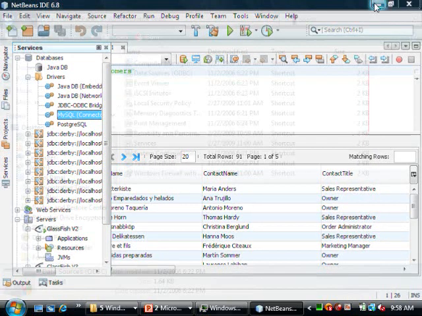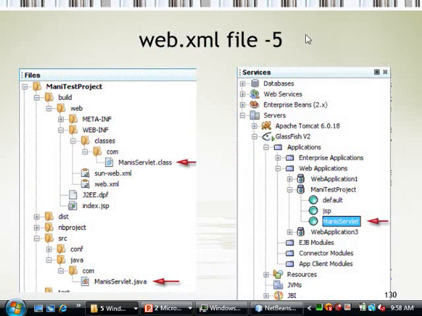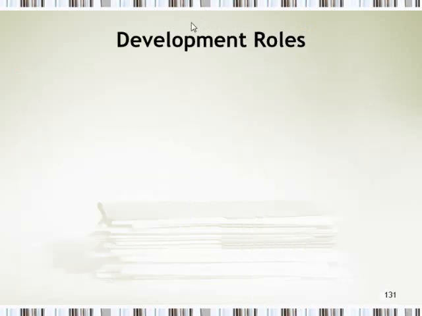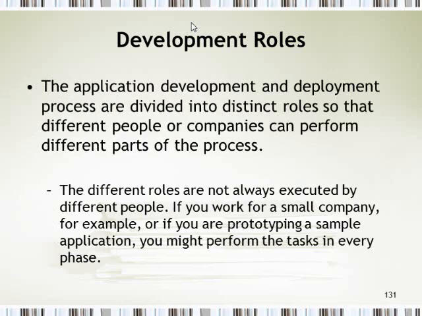Okay, this is the simple thing that you are supposed to know. Let's go ahead and move to the other part, which is the deployment roles. When we create an application, there are different kinds of people involved in developing an enterprise application. Every person or group of persons is assigned a certain role. You are supposed to do this, you are supposed to do that, and so on.